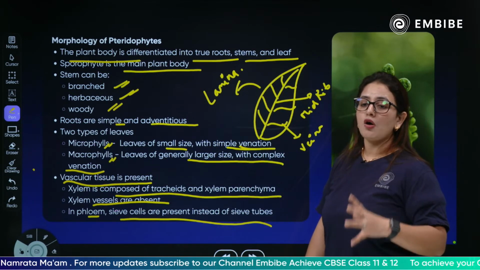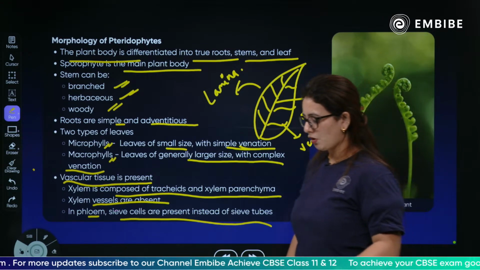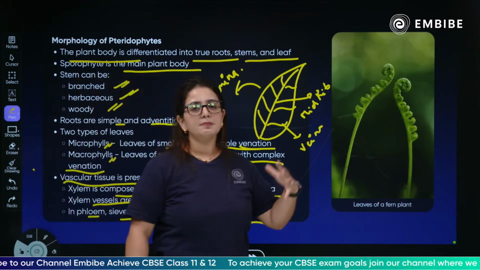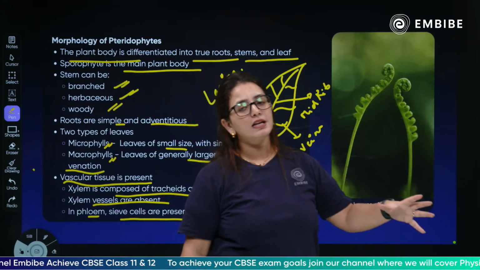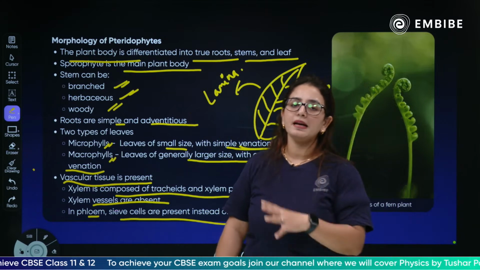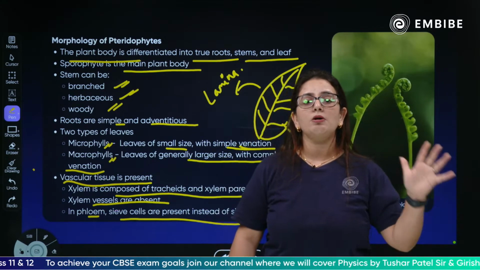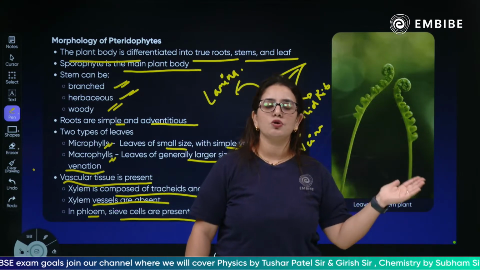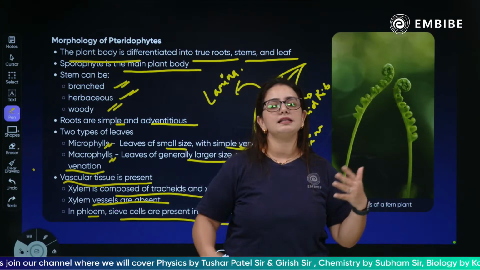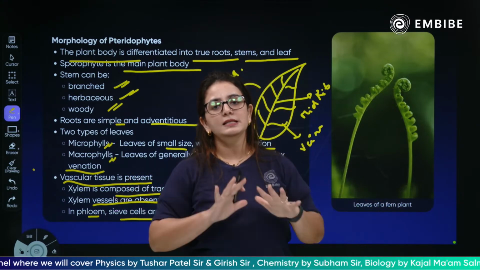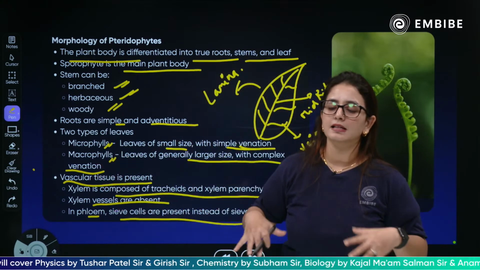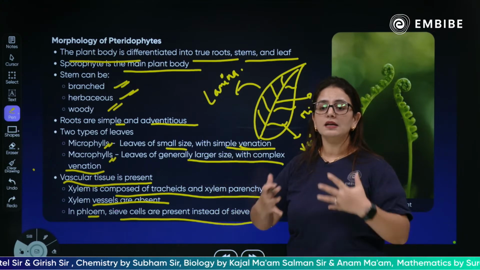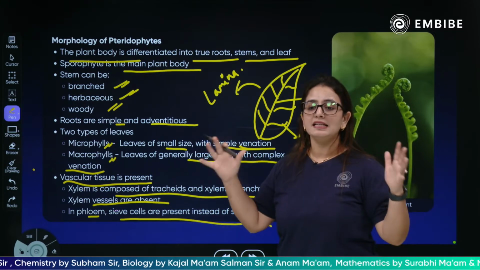So this is about the morphology of the pteridophytes. Very simple morphology. The body is divided into root, stem and leaves. The stem is branched, herbaceous and woody, while the roots are very simple and adventitious. The leaves could show microphylly or macrophylly. Microphylly is simple venation, a simple network of veins, while macrophylly has a more complex vein network.